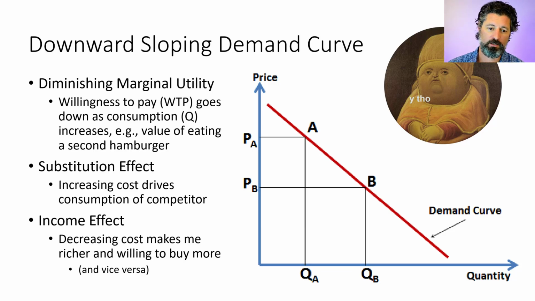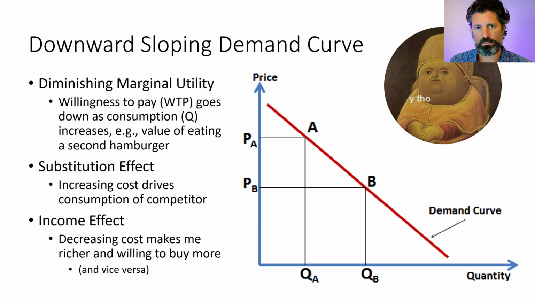The idea being here that as price goes up, quantity demanded goes down, with price being on the Y, quantity demanded being on the X. All right, so why do we have a downward sloping demand curve? Well, there's a number of factors contributing to that. The first is the decreasing marginal utility.